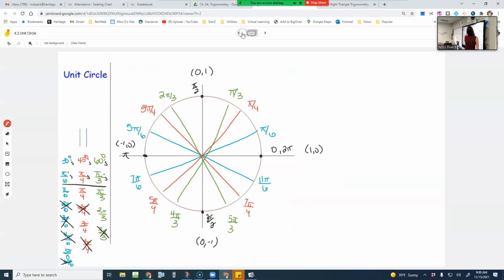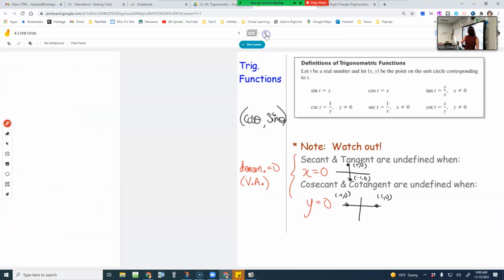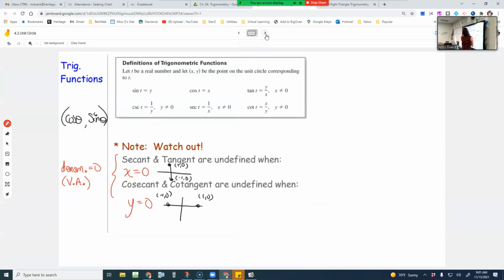And so if we go back to that original table, in the first quadrant, ooh, this might be helpful. In the first quadrant, my x's are positive, my y's are positive. Why does that mean that all of the trig functions are positive?